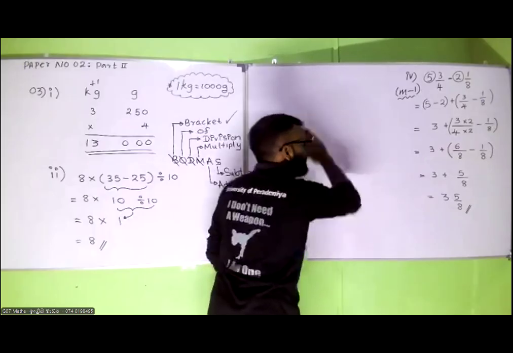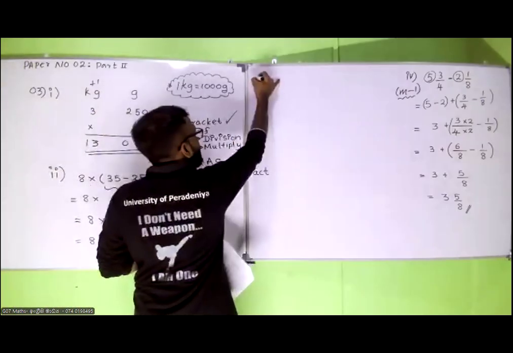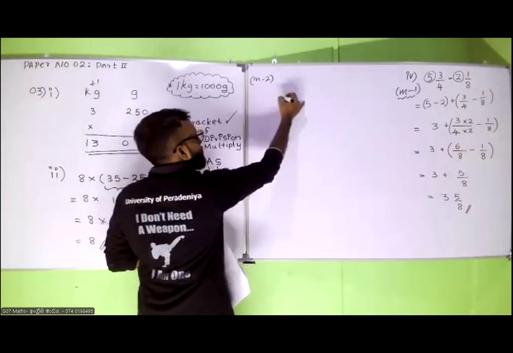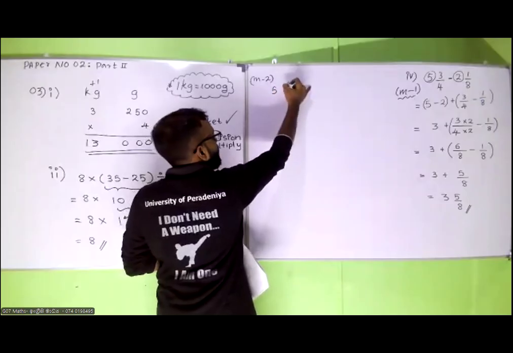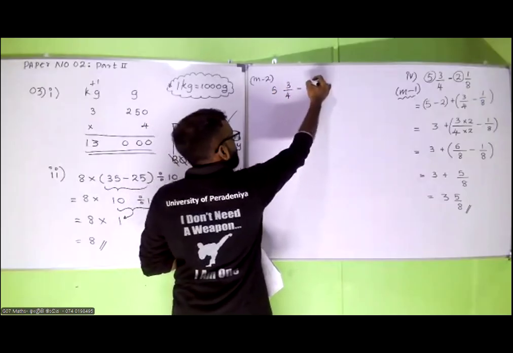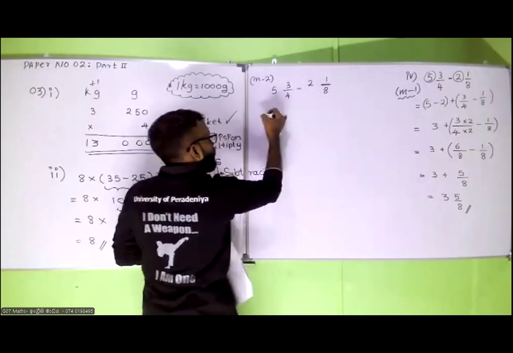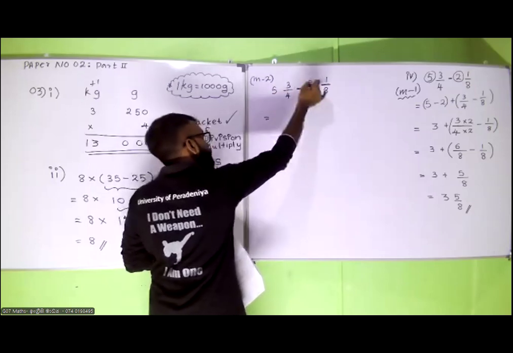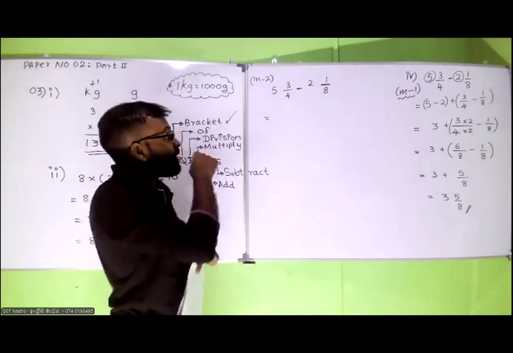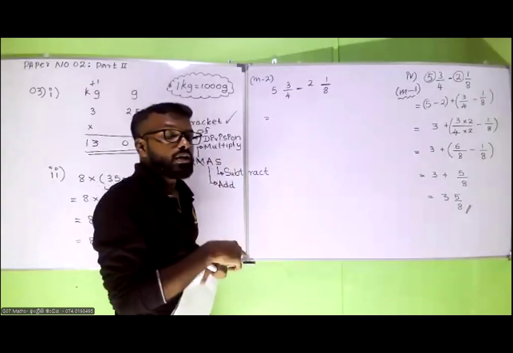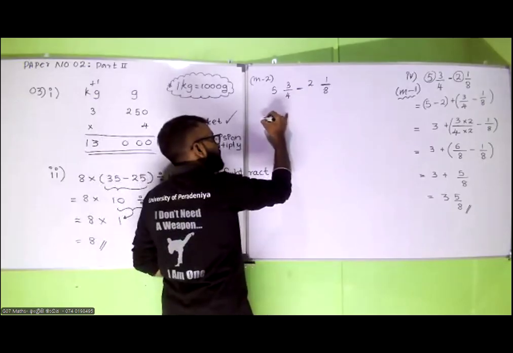Some of you guys may be familiar with method 2 as well. So I will rewrite the same question: 5 and 3 upon 4 minus 2 and 1 upon 8. These are the two numbers that we have. Both of these are mixed numbers, so we can convert these two mixed numbers into improper fractions by using the clockwise method that I have given you.